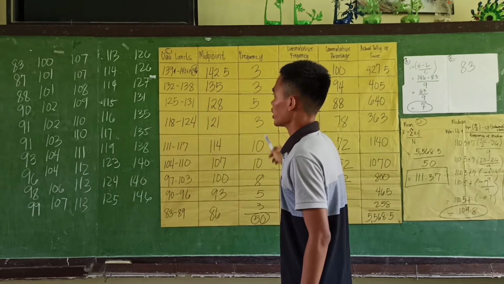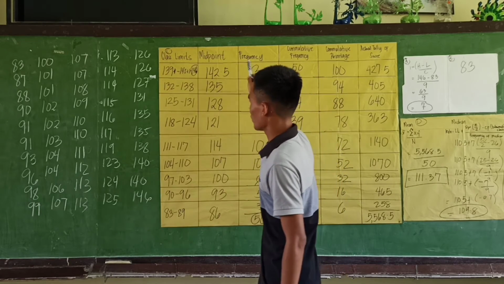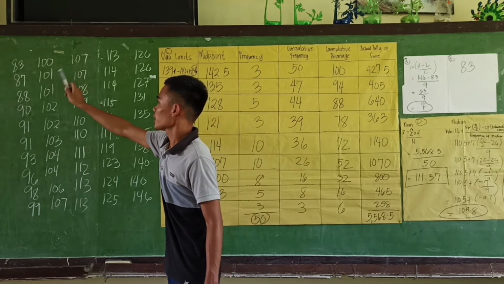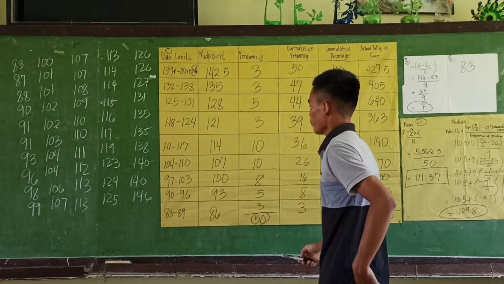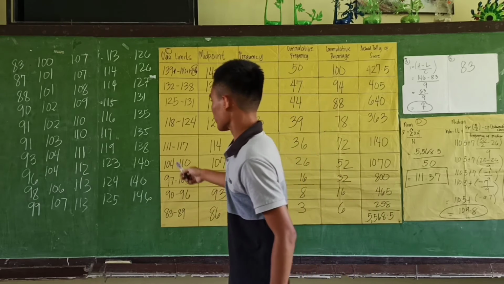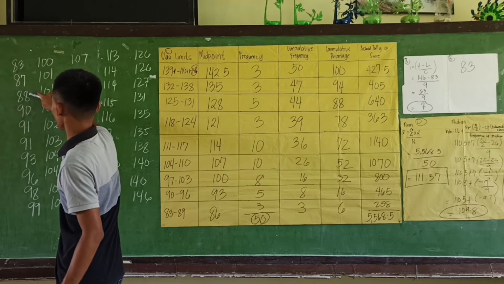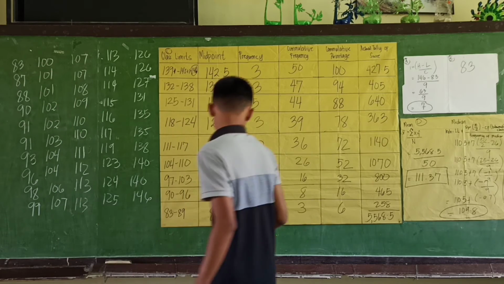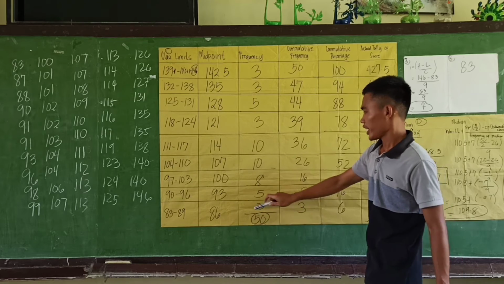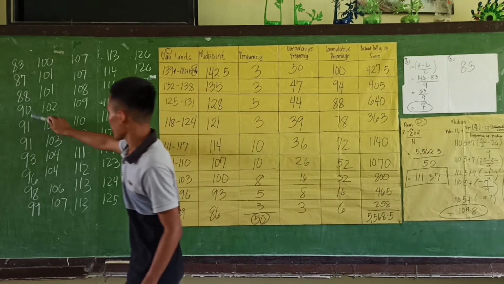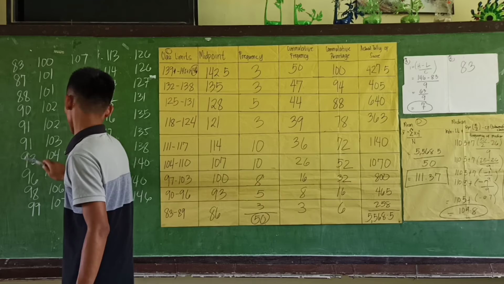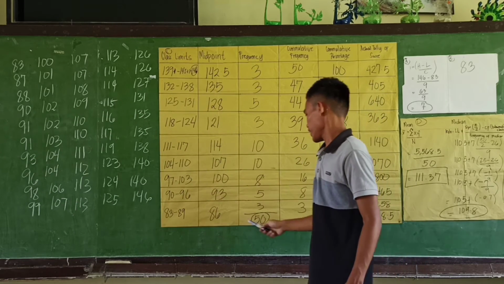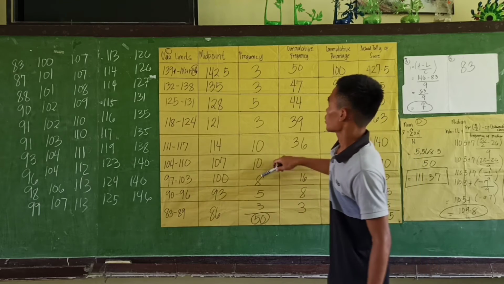In order to get the frequency, you have to look at your data, arranged starting from the lowest to the highest. So from 83 to 89, the students who got a score within that gap are 3. You need to write the frequency here, and then 90 to 96, 1, 2, 3, 4, 5. Students who got the score from 90 to 96 are 5 students. So on and so forth.